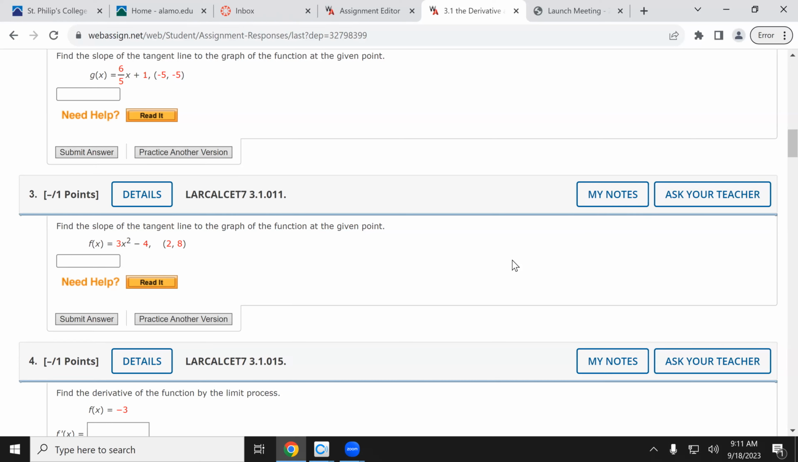Now our function, I'm going to try to solve everything here. Our function is f of x equals 3x squared minus 4. Mr. K, we still can't see whatever you're writing. Okay, give me one.